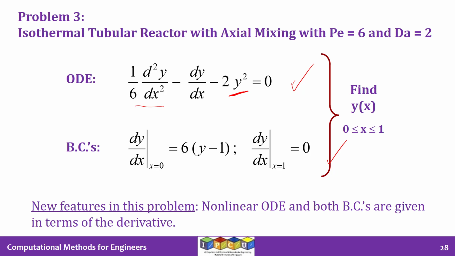And in this particular problem, both the boundary conditions are specified in terms of derivatives. So this is somewhat different than problem 1 and problem 2. In problem 1, both the boundary conditions were given in terms of the dependent variable. In the second problem, the left boundary condition was given in terms of the dependent variable and the right boundary condition was given in terms of the derivative of the dependent variable. Here, both the boundary conditions at x is equal to 0 and at x is equal to 1 are specified in terms of derivatives of the dependent variable.